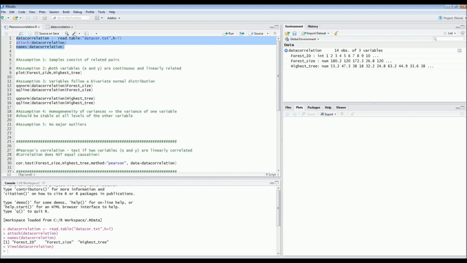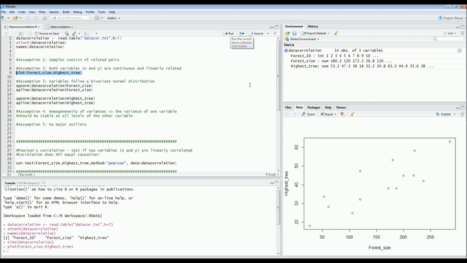Also important is that both variables X and Y have to be continuous, so not ordinal, and you can't use classes. So they have to be continuous variables, and they have to be linearly related. So there has to be some kind of linear relationship. We can take a look at that if we simply plot forest size against the highest tree with very simple coding. Just plot, then between brackets, forest size and highest tree. If we run this, we have a very simple plot.